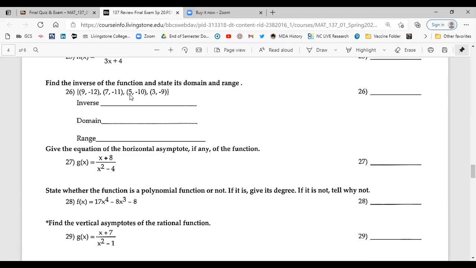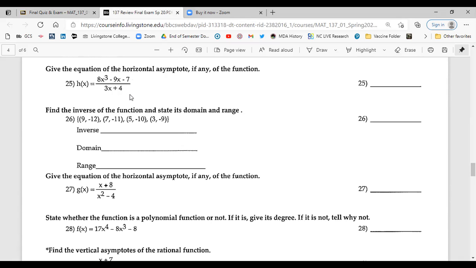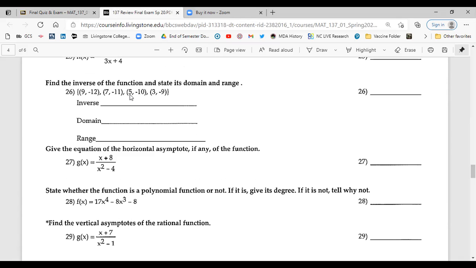Find the inverse of the function and state the domain and range. I think we went over that earlier. You want to go over 25 or 26? We'll do 26. Okay. So basically, with 26, all you do is switch the x and y coordinates and then state what the domain and range is for the inverse. Okay. So we good there? Or do you want to see that? I'm good. Okay.